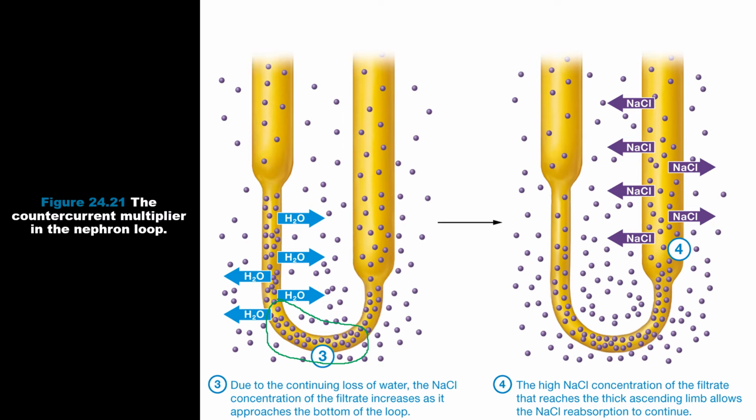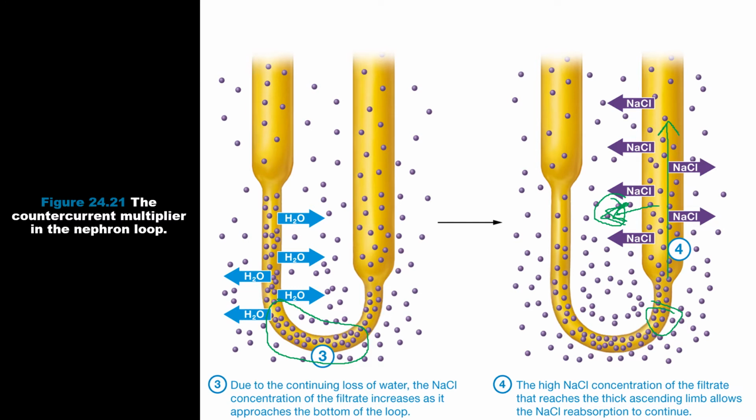And eventually, we get back up into the ascending limb, and because it's so highly concentrated, it's going to allow this sodium chloride reabsorption. As it reaches this thick ascending limb, it's going to reach this gradient of ultra high to normal, and it's going to pump itself out from high to low. And so it's a cycle that perpetuates itself.